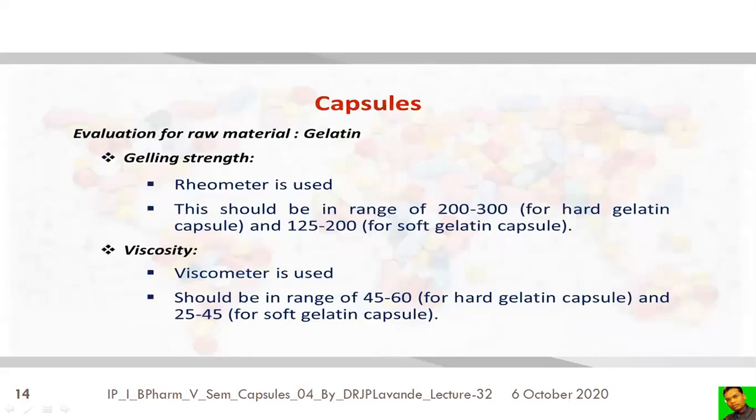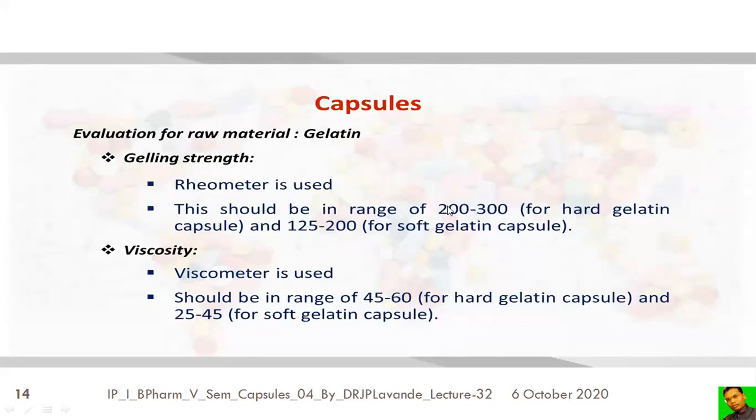Evaluation of raw material for gelatin: the gelling strength, measured with the rheometer, should be in the range of 200 to 300 for the hard gelatin capsule, and for the soft gelatin capsule it should remain in the range of 125 to 200. As far as viscosity is concerned, measured with the viscometer, it should be in the range of 45 to 60 for hard gelatin capsule, and 25 to 45 for soft gelatin capsule.